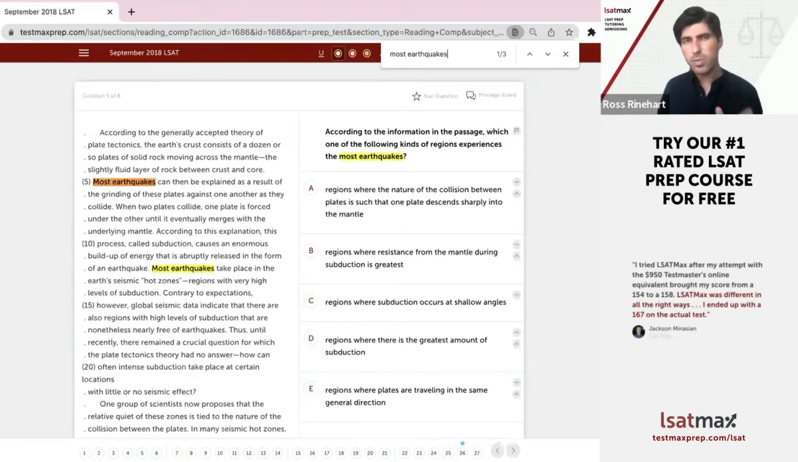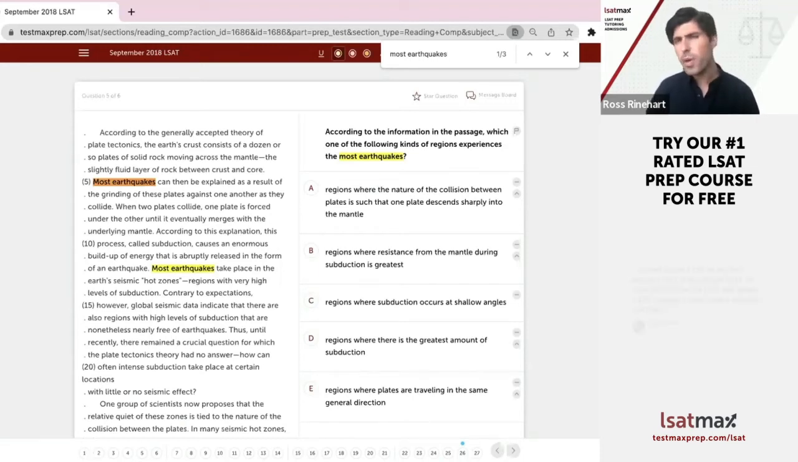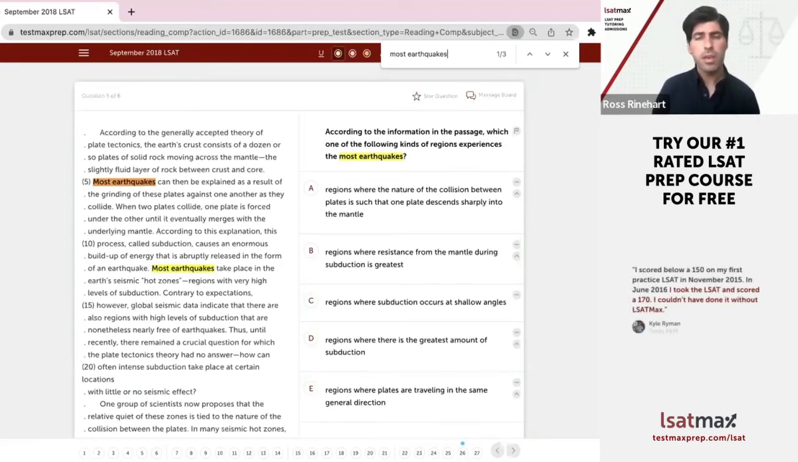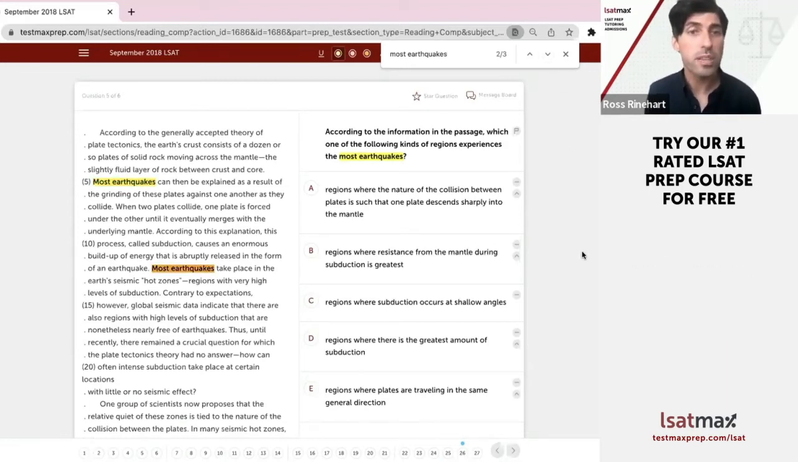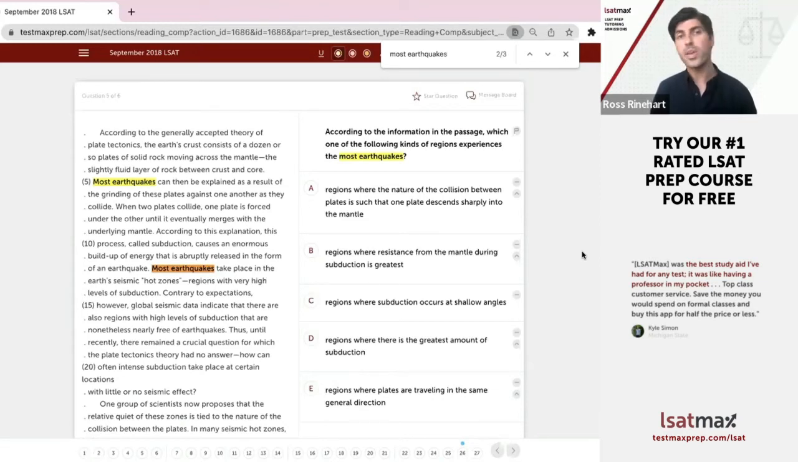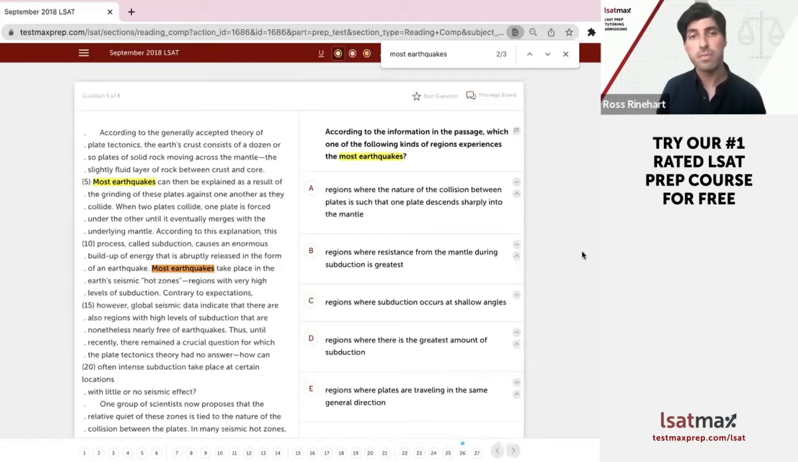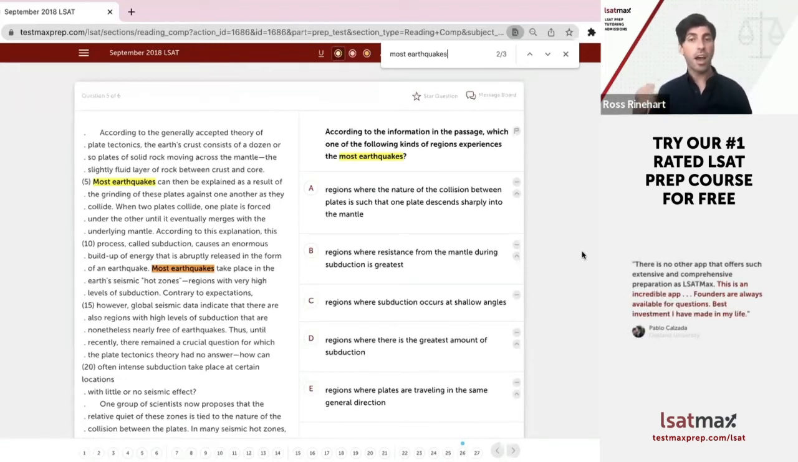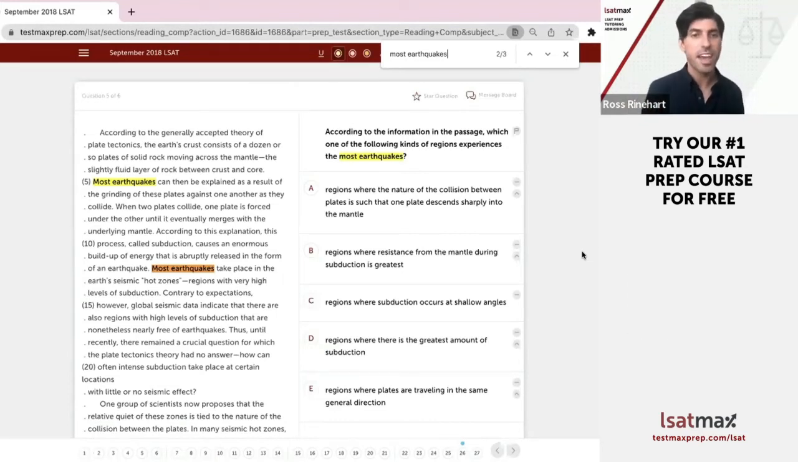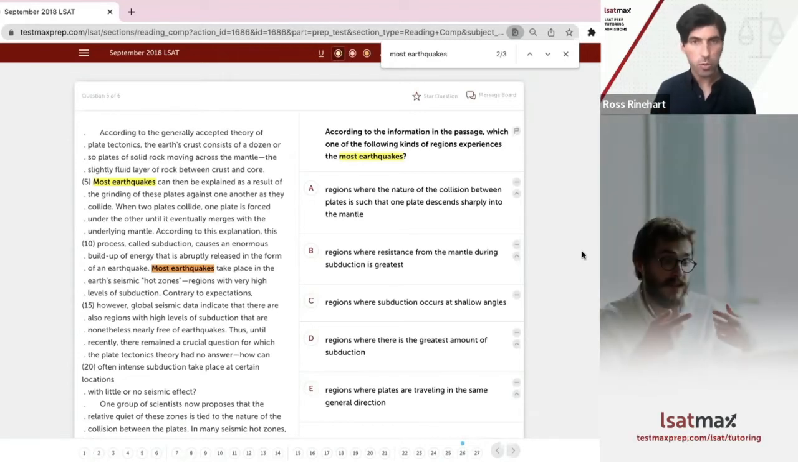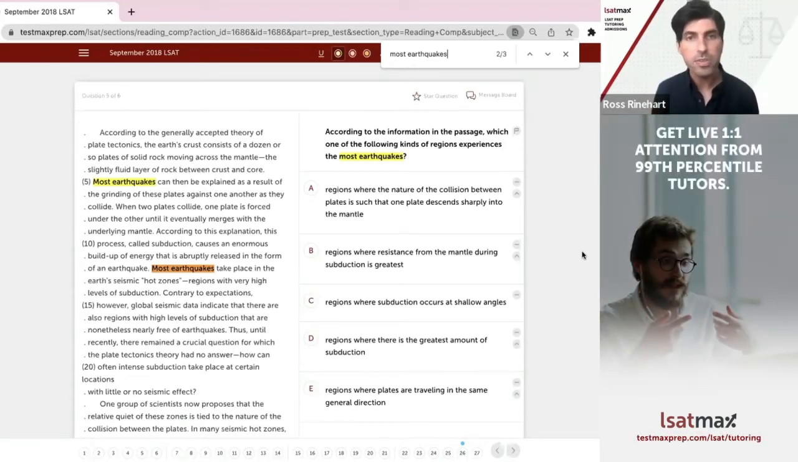The first one says most earthquakes can be explained as a result of the grinding of these plates, blah, blah, blah. It's not really about the regions where these earthquakes occur. So that's okay. You look for the next reference to most earthquakes. "Most earthquakes take place in Earth's seismic hot zones, regions with very high levels of subduction." So a lot of test takers would say, aha, I used Ctrl+F to find the salient piece of text. I now know that most earthquakes occur in these hot zones, regions with very high levels of subduction.